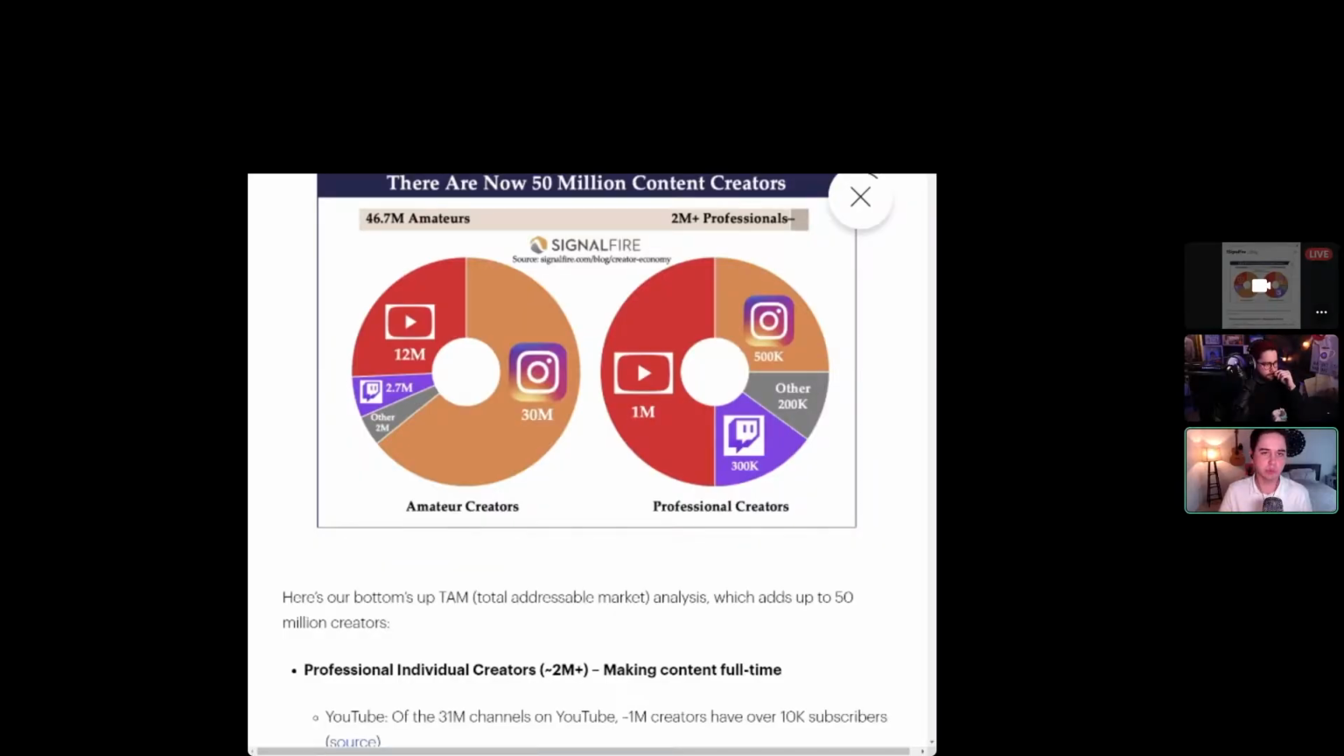And so what we teach and we talk about a lot at Think Media is, when you're creating your channel, you have to get clear. You have to get really clear. You have to get clear on what kind of channel you're making.